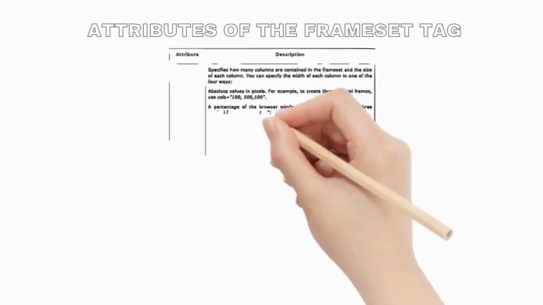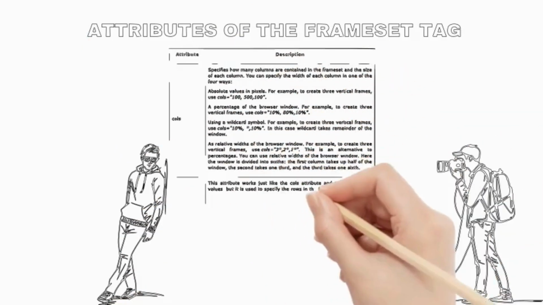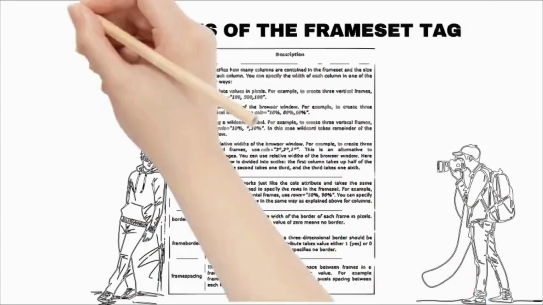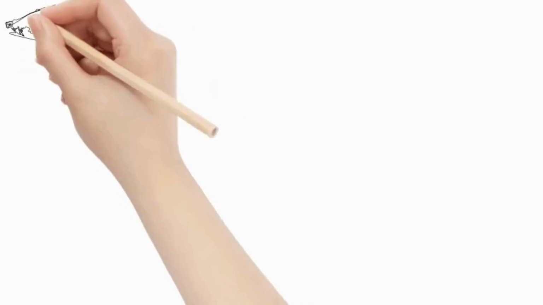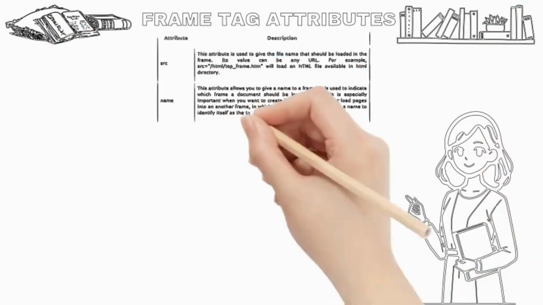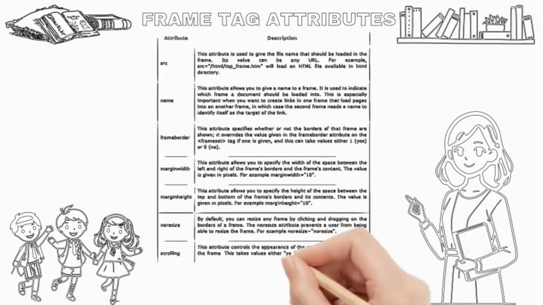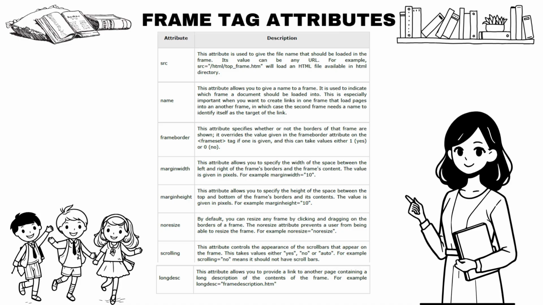To control the appearance and behavior of your frames, the frameset tag comes with several attributes. You can define the size of the frames using rows or cols, set borders, spacing, and more. This allows you to customize how your frames look and behave. Similarly, the frame tag also has important attributes. You can specify the source of the HTML document with the src attribute, give the frame a name for targeting links, control scrolling, and much more.